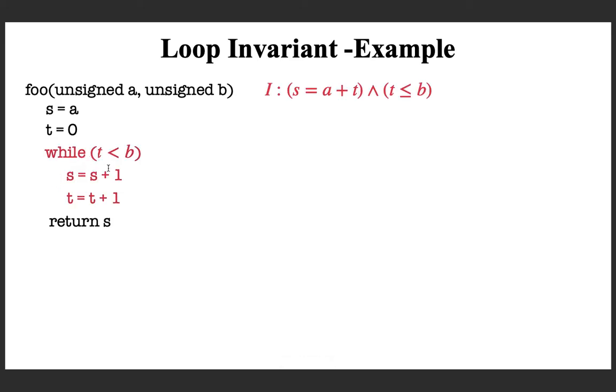So here is a loop invariant that I am giving you. I am claiming that for this loop, this is an invariant. This equation is an invariant. S is the sum of A and T, and T is always less than or equal to B.